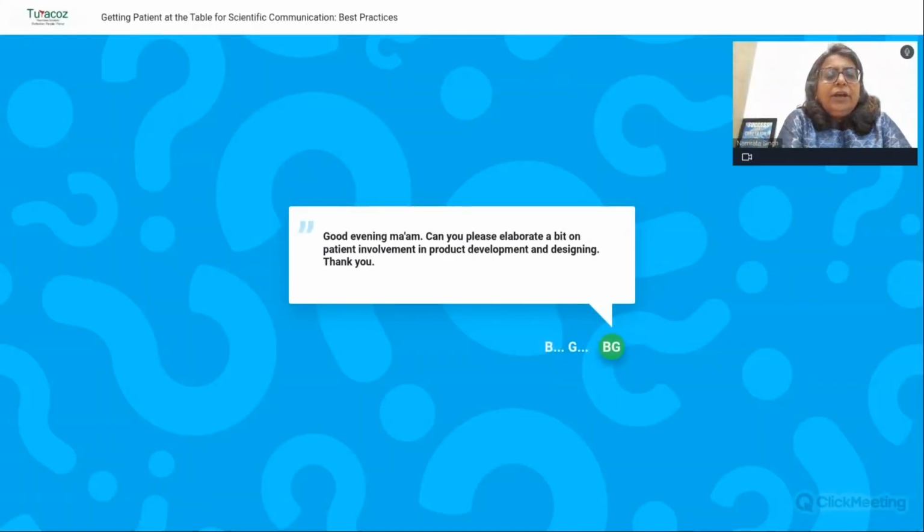Can you please elaborate a bit on patient involvement in product development and designing? When you're developing a product, you have to see whether this is needed by the patient or not. Now, if you're developing a product for diabetes, we can have a group of patients who have diabetes and have a discussion with them, ask them, if we have a product like this, do you think it is going to ease your life or help you with the management of your disease? That type of feedback and insights we can get.